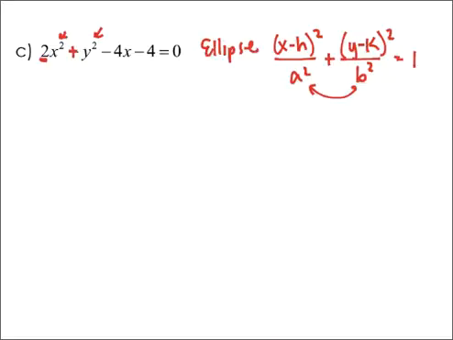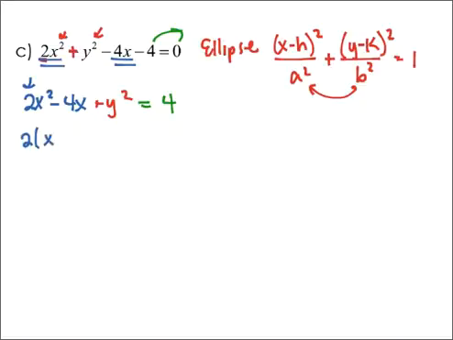Alright, again, put your x's together. So I've got 2x squared minus 4x. That looked weird. And then I'm going to put together my y's. So I have plus y squared, and there's no y, so I'll just leave it like that. Then I'm going to add this 4 over to the right. Alright, with the x, I want to factor out this 2. So I've got x squared minus 2x plus something, a box.